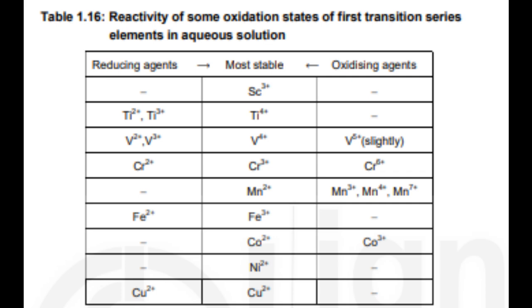Sc could have an oxidation state of 2 if both s electrons are used for bonding, and 3 when 2 s and 1 d electrons are involved. Ti has an oxidation state 2 when both s electrons are used for bonding, 3 when 2 s and 1 d electrons are used, and 4 when 2 s and 2 d electrons are used. Similarly, V shows oxidation states of 2, 3, 4, and 5.